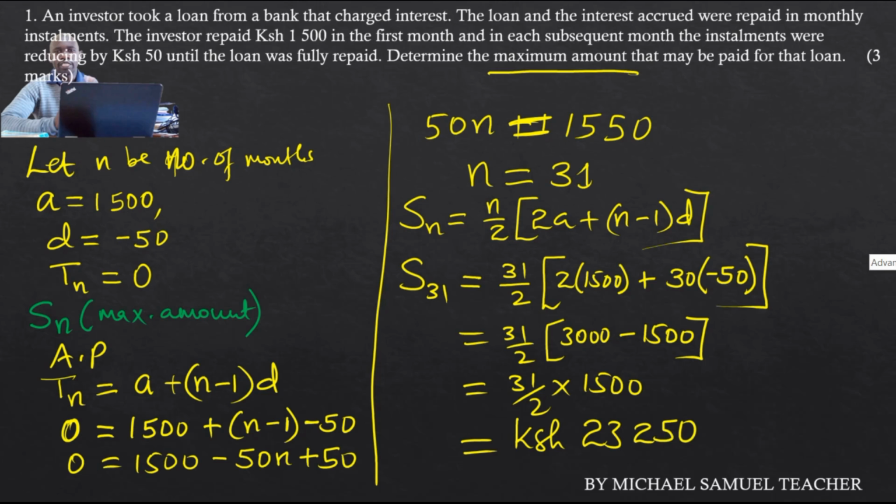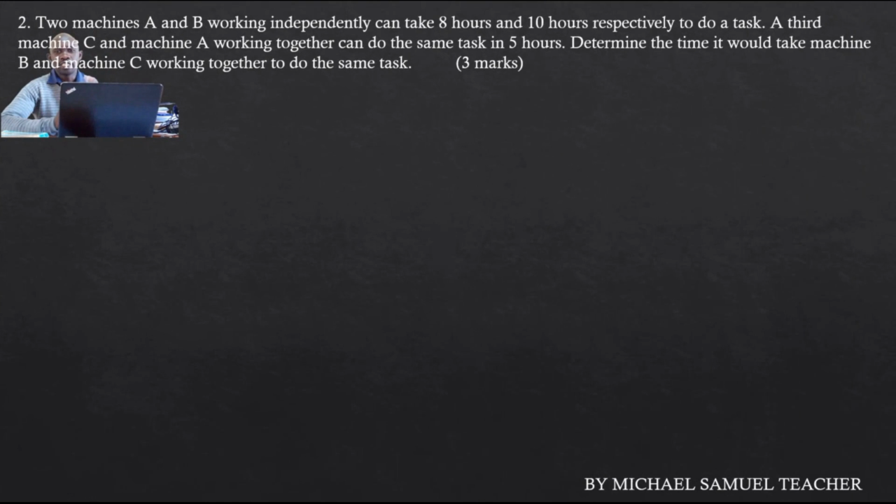We move on to the next question, and that is question 2. For question 2, it says 2 machines A and B working independently can take 8 hours and 10 hours respectively to do a task. If machine C and machine A working together can do the same task in 5 hours, determine the time it would take machine B and machine C working together to do the same task.